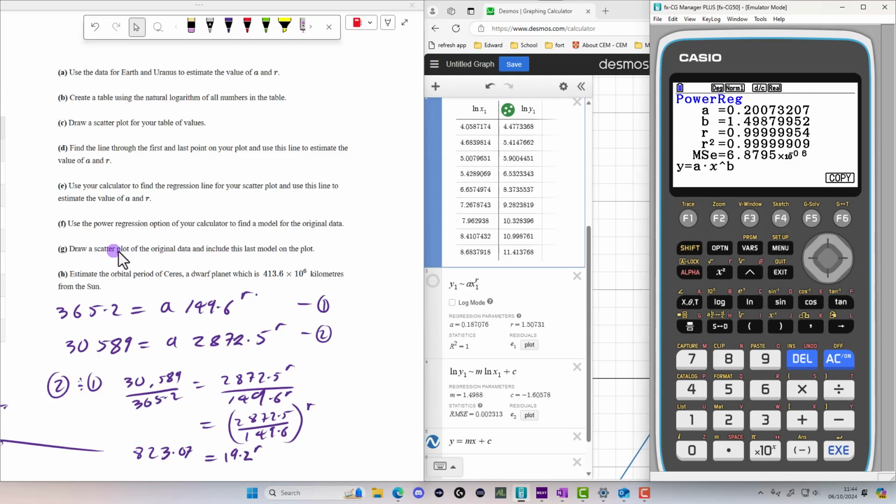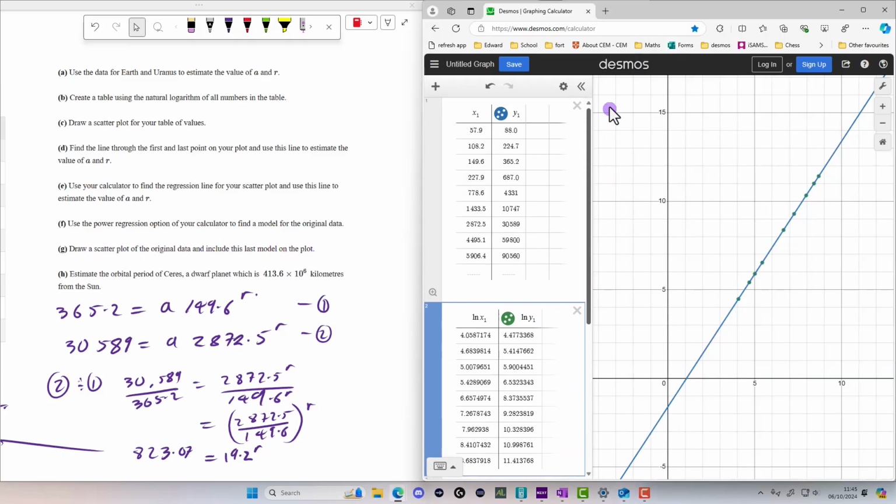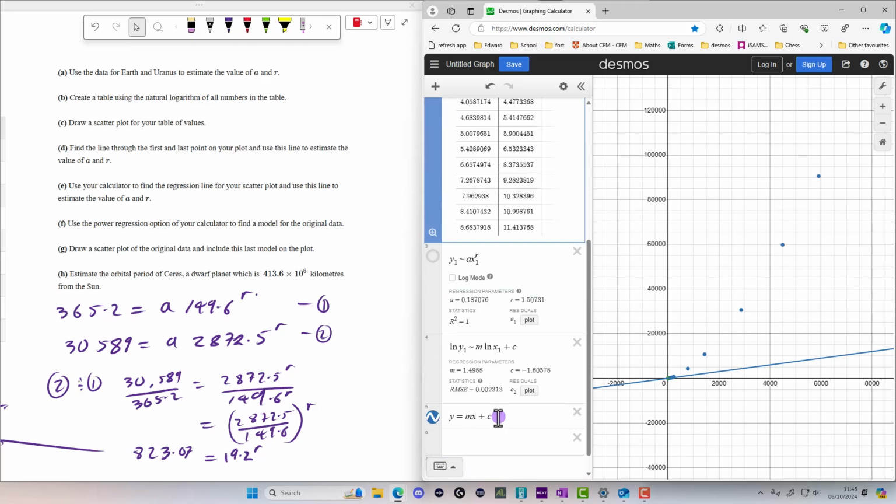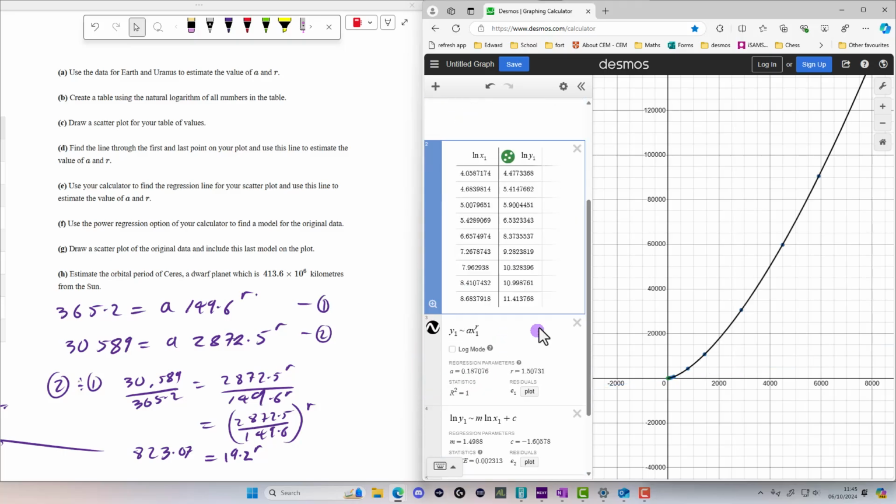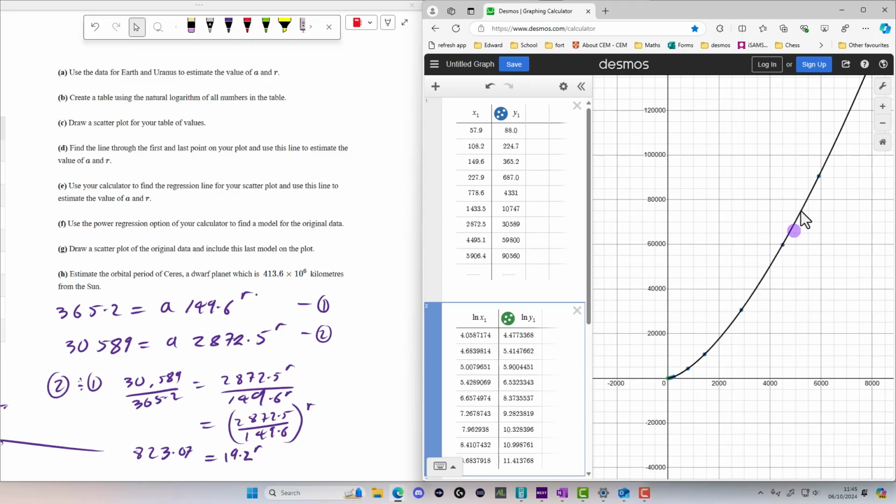We can draw a scatter plot of the original data and include this last model on the plot. So we use the power regression on the calculator to find the model, draw a scatter plot, and include this model on our plot. If we go back to here and look at this graph, this is the one they were talking about when they want you to draw a scatter plot and include the model on it.